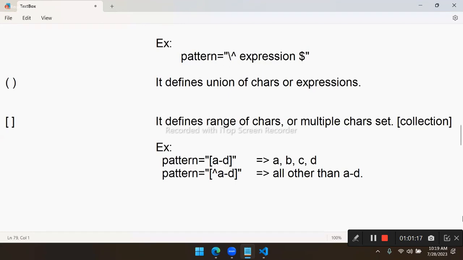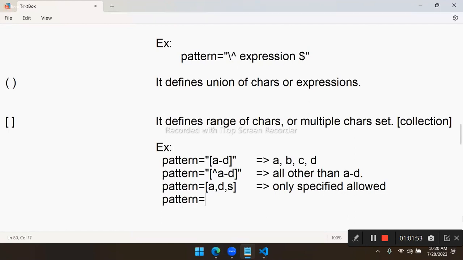All are allowed other than A to D. That means you can see excluding simply, excluding A to D. You can even write like this, pattern is equal to in square brace A comma D comma S. This includes only specified allowed. Understood? That means which characters allowed? Only A, D and S. Others are not allowed. So you write a pattern like this, excluding A comma D comma S.